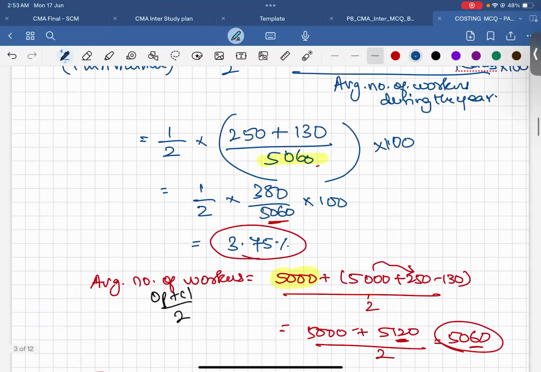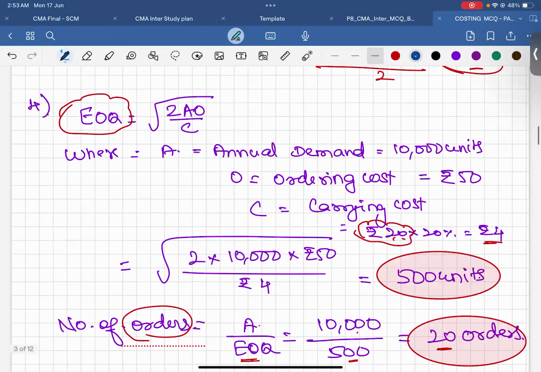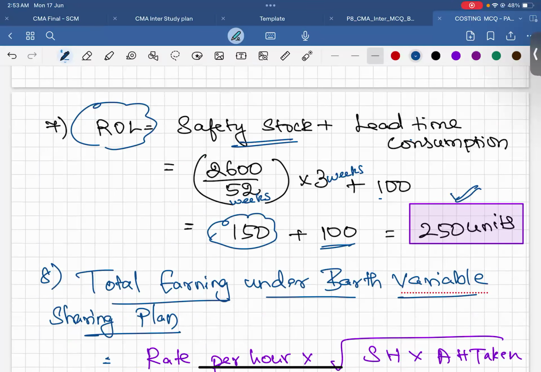Again, I will repeat, ROL is equal to safety stock plus lead time consumption. For that purpose, the safety stock they have given is 100, and then for lead time consumption, total consumption divided by 52 weeks into 3 weeks. So that lead time consumption is identified, that is 150 units. On that, 100 units you should add. So total it will become 250 units. Then question number 8.